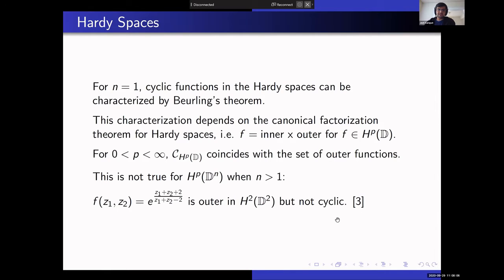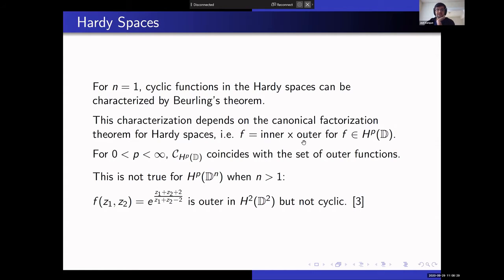Particularly interesting is the following example by Rudin, which says that the following two variable function, e to the z1 plus z2 plus 2 over z1 plus z2 minus 2, is outer in H2 of the bidisk, but is not cyclic, which shows that the Beurling's theorem criterion does not hold true.